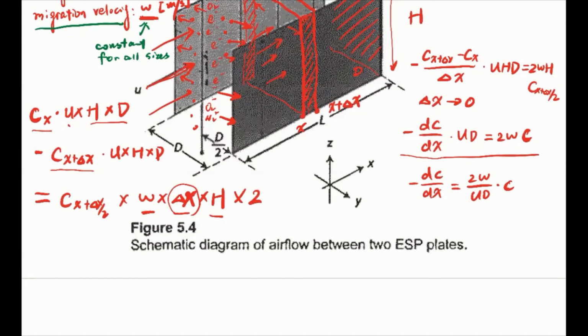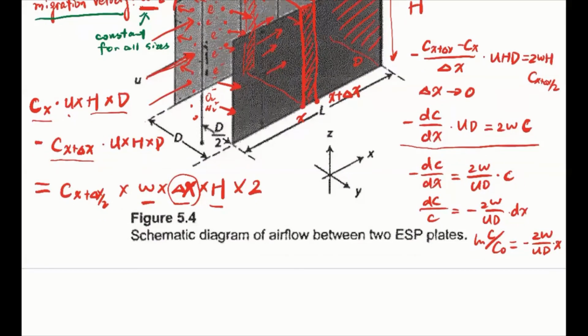So the way we do that is minus dc, or we can just put the minus sign on the right-hand side, right? dc divided by c equal to 2w divided by ud multiplied by dx. So we can have log c divided by c0 equal to minus 2w ud multiplied by x. Okay, so we just integrate on both sides. This is what we get.